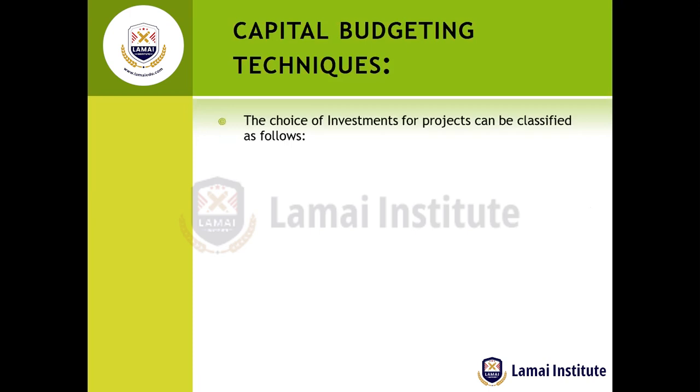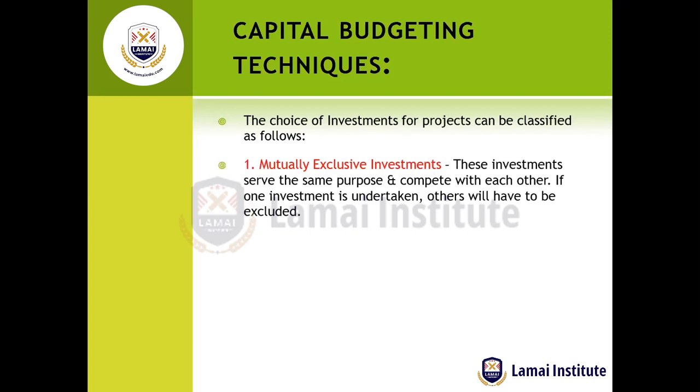And so the choice of investments for projects can be classified as follows. There is what we call mutually exclusive investments. Sometimes you might want to invest in two projects, but one serves the same purpose as the other. So if one of them is selected, then you do not have the need to continue with the other investment.